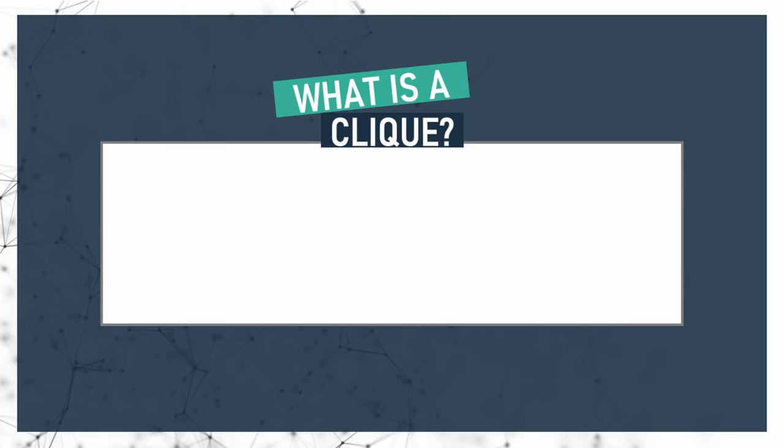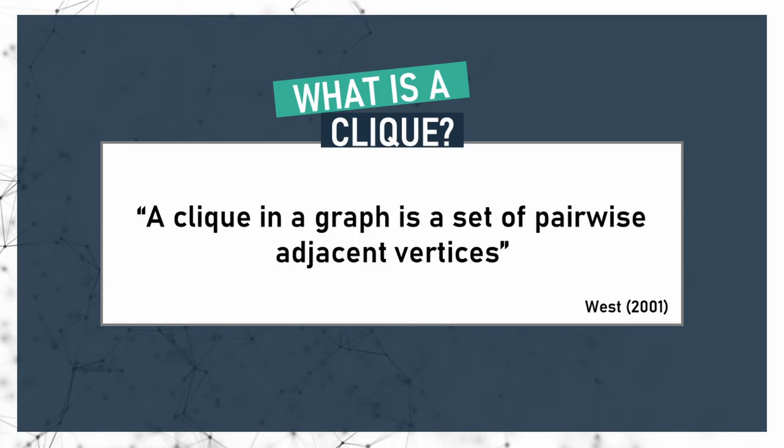The definition of a clique in the famous book by Douglas West is: a clique in a graph is a set of pairwise adjacent vertices. Since all the friends are connected to each other, we have a clique with six nodes.